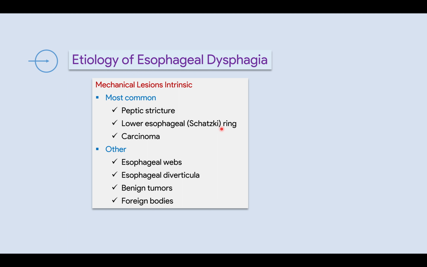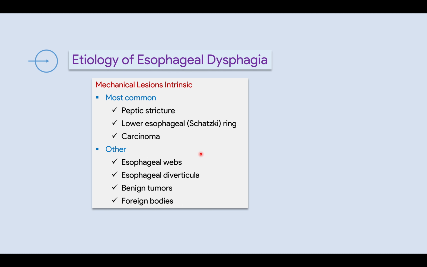Lower esophageal ring, or Schatzki ring, but the important differential point here is that they will have intermittent dysphagia. And carcinoma. As I explained before, initially the lesion will be smaller, so there will be only obstruction to solids, but as the disease progresses, it will lead to solid as well as liquid dysphagia.